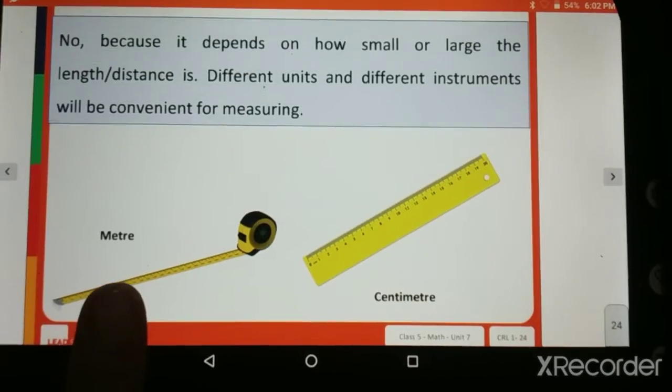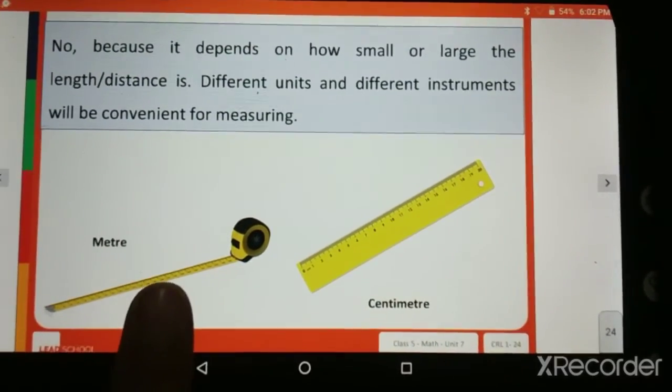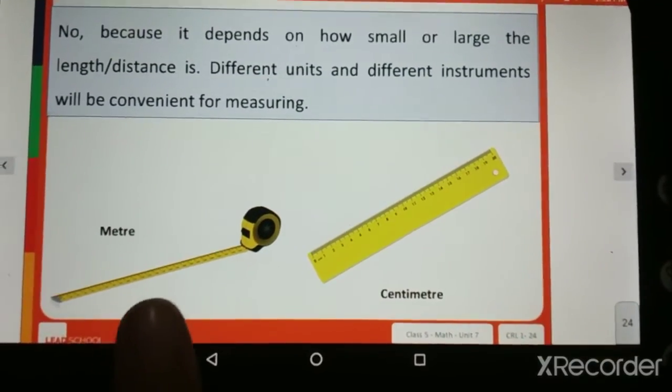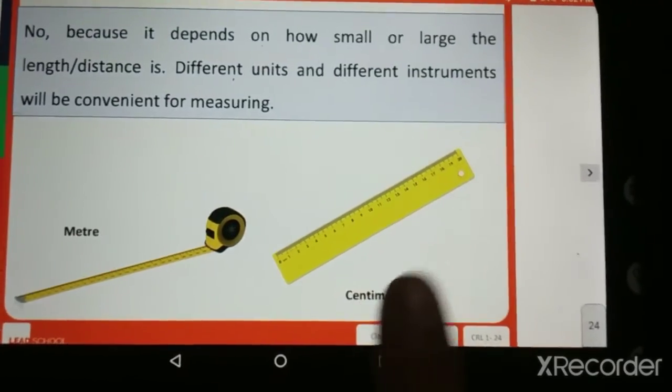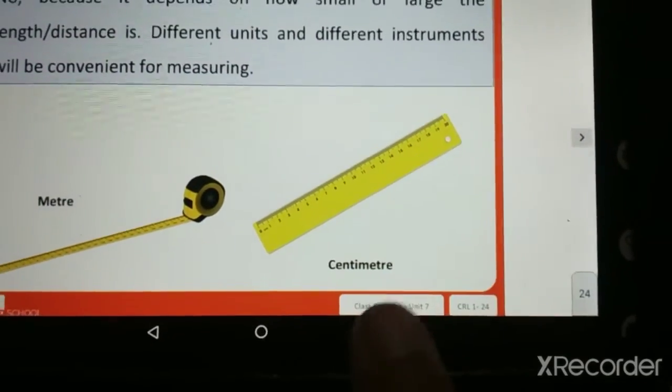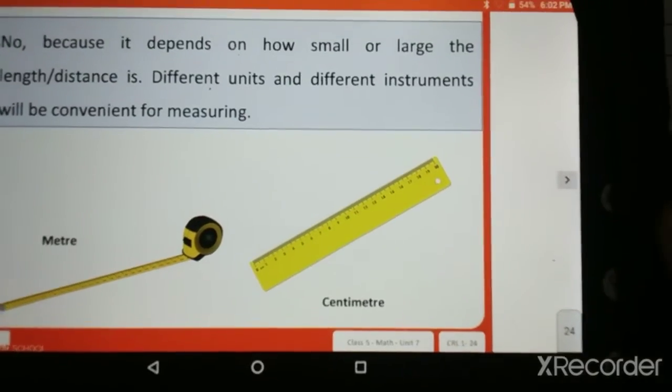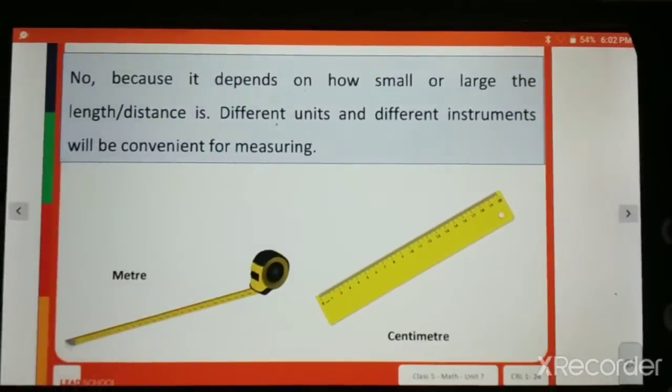This one is a meter. Measurement, when we use a measuring tape, at that time we'll use meter, and when we use a scale or ruler, at that time we'll use a centimeter.